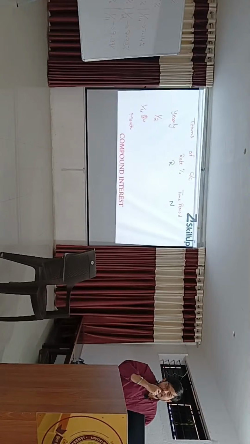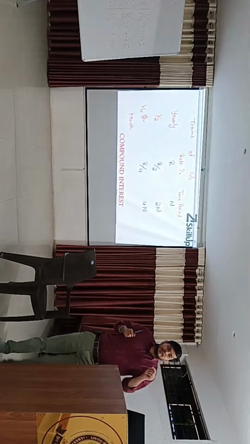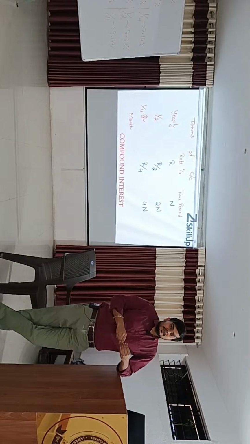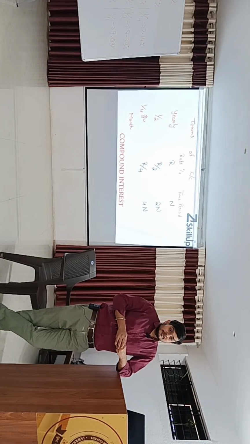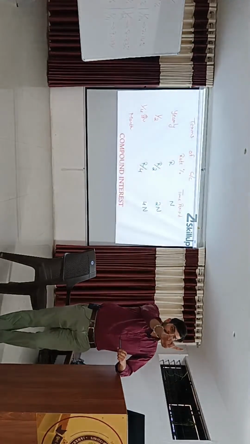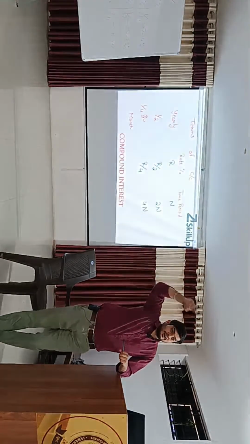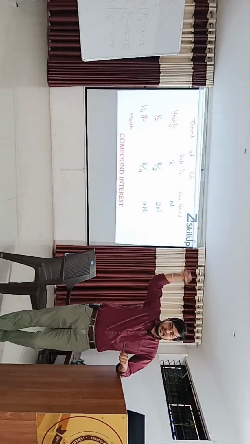Half yearly, you know the calculation, correct? R by 2 and 2N. Quarterly, R by 4 and time period will be 4N. Quarterly means how many months? 3 months, 1 quarter. So for 1 year, how many quarters do you have? 4 quarters. Every 3 months the cycle will keep on repeating.